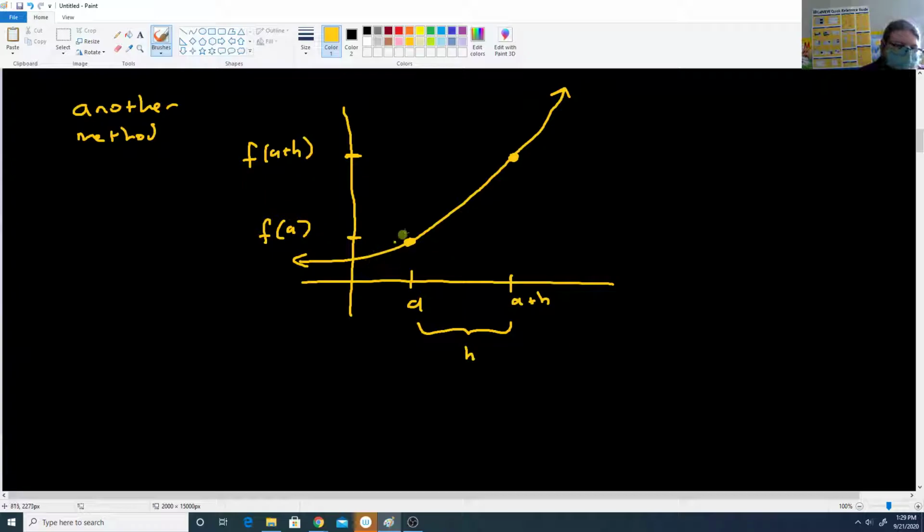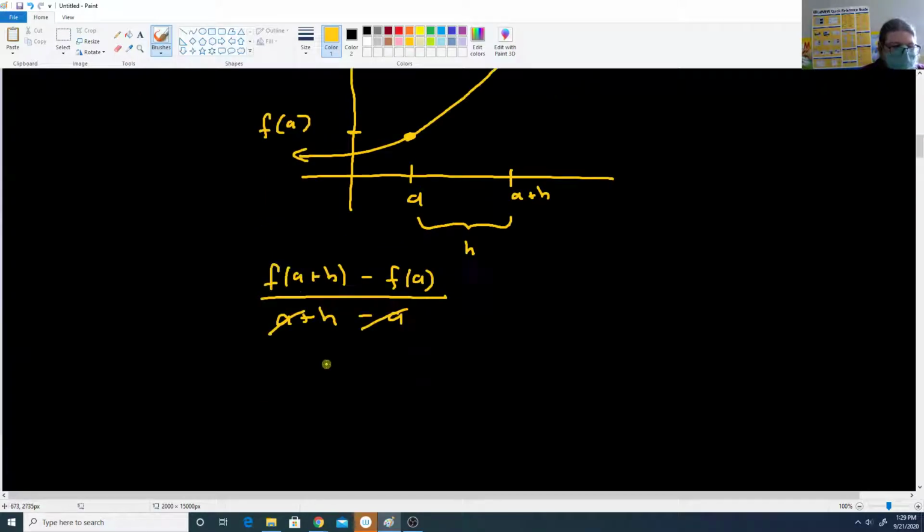So if we wrote the slope of the secant line down, it would be f of a plus h minus f of a, that's the difference of the y's, all that over the further distance, a plus h, minus the closer one, a. And we'll see that the plus a and the minus a cancel, and that'll give us f of a plus h minus f of a, all that over the remaining h.